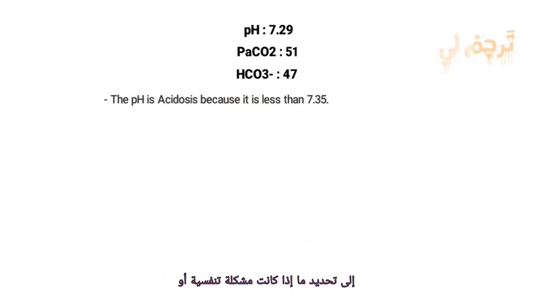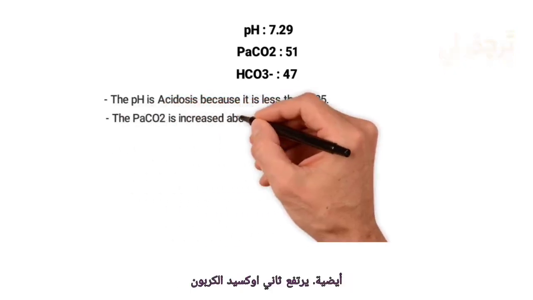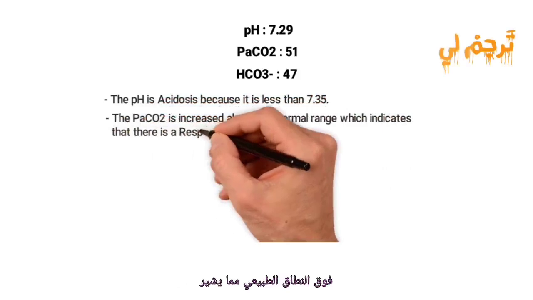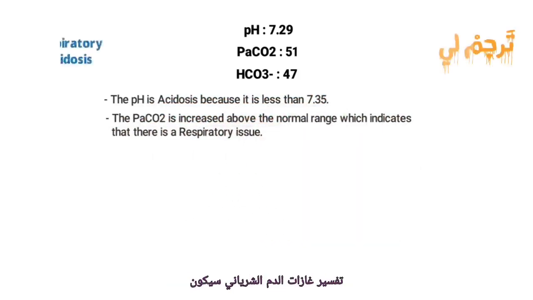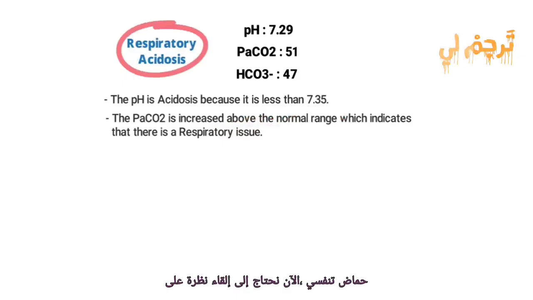Now we need to identify if it is a respiratory or metabolic problem. The PaCO2 is elevated above the normal range, which indicates that there is a respiratory issue. So the ABG interpretation would be respiratory acidosis. Now we need to look at the bicarb to determine if it's compensated or uncompensated.